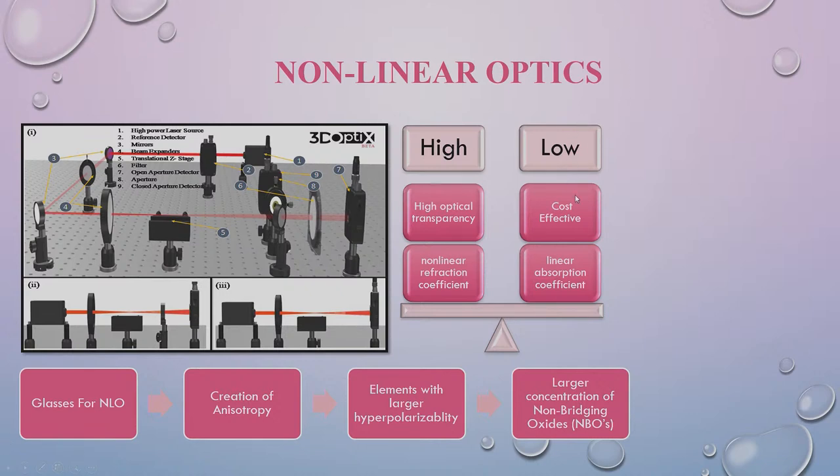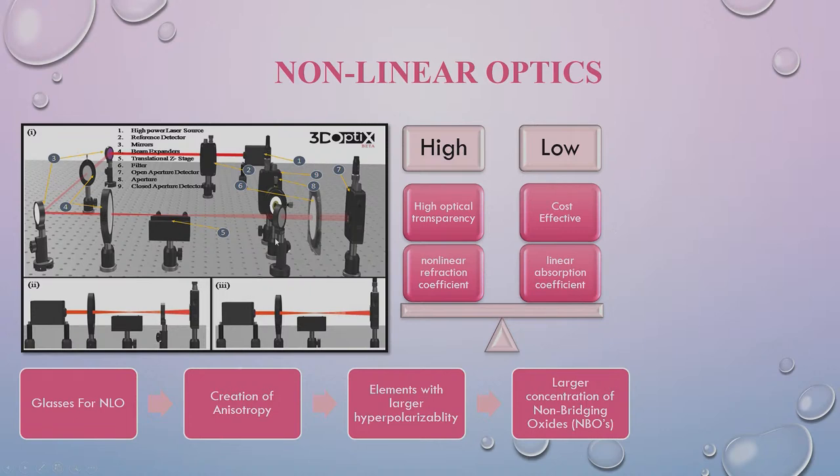Then we must ensure that there is a larger concentration of non-bridging oxygens. If you are dealing with borate glasses, especially alkali borate glasses, there is one phenomenon which we call the boron oxide anomaly. According to that, up to 33 mole percent of alkali leads to the formation of bridging oxygens, which means it is trying to create the network. Beyond 33 mole percent, it will slightly try to degrade the network.